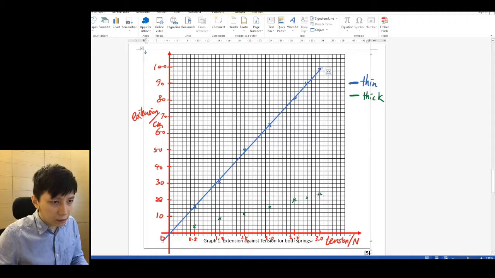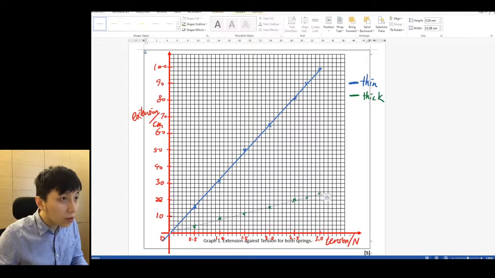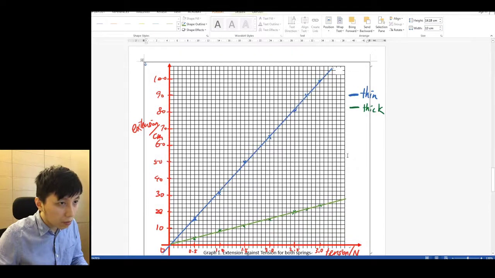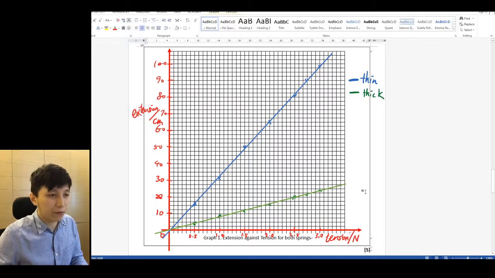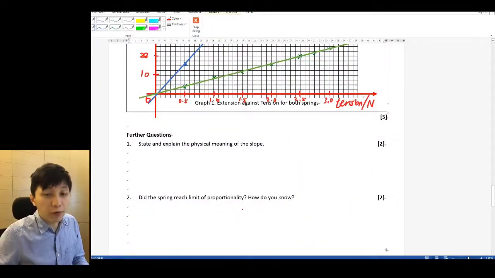For the other spring, okay, we can make a rough one, and then I'll change it to green, make it thicker, and again, it's way easier if you do it on a piece of paper. And I think this one is all right. Yeah. And when you draw a line, you don't have to stop at the last data point. You can always extend it further. Okay, like this. So this will be the line of best fit for the two springs. Now we'll be moving on to further questions.